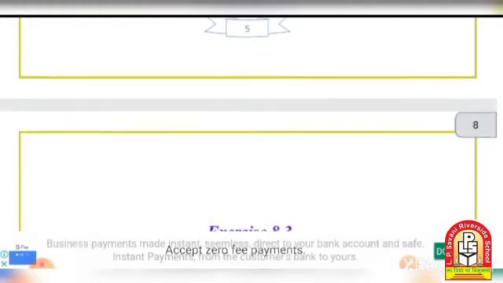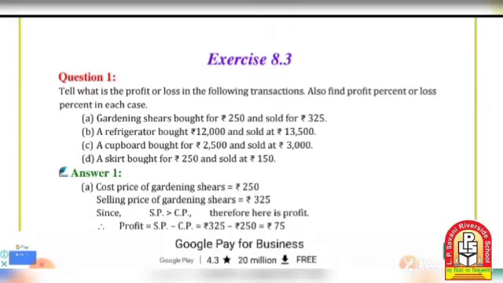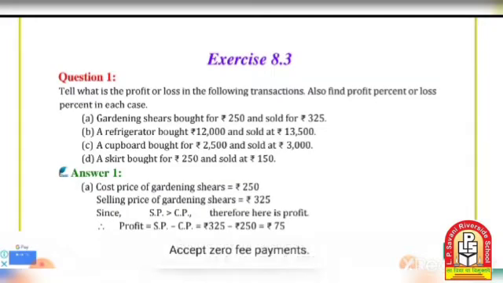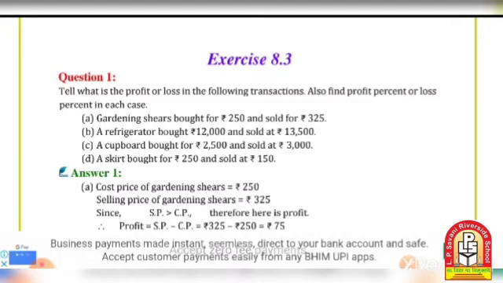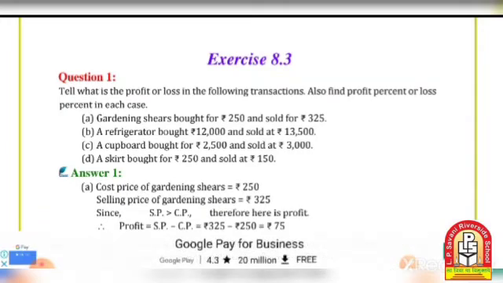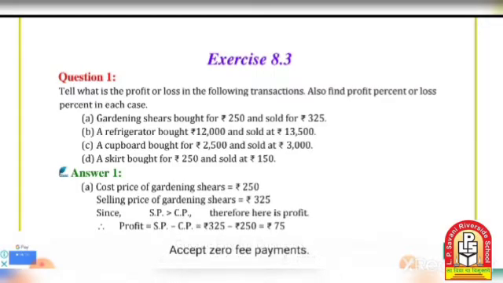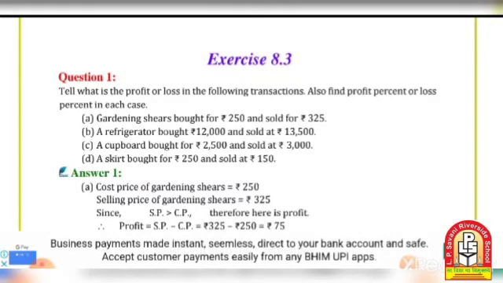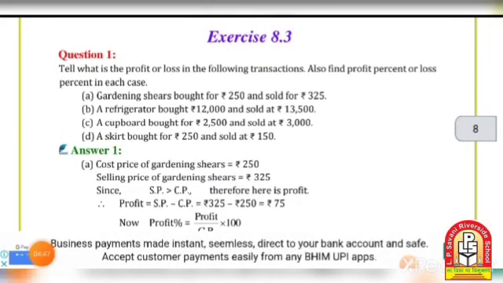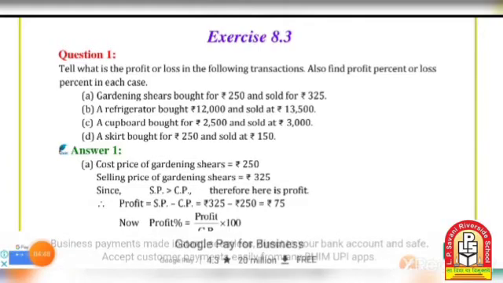Okay, then next in exercise 8.3, question number 1. Tell what is the profit or loss in the following transaction. Also find the profit or loss percentage in each case. So gardening shares bought for 250 and sold for 325 rupees. So here we have to find the difference between selling price and cost price in this example.